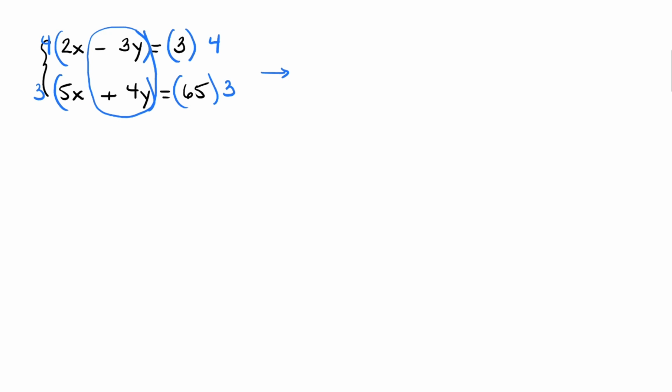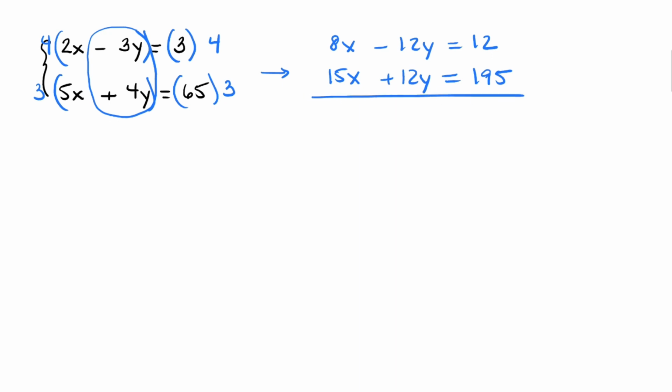So doing so, let's just rewrite that. So we have 8x minus 12y equals 12, and we have 15x plus 12y equals 195. And if we add those equations together, now notice the y terms do drop out. We have 23x equals 207. Great. Now we can easily solve for x, so we'll divide both sides by 23. And that gives us x equals 9.